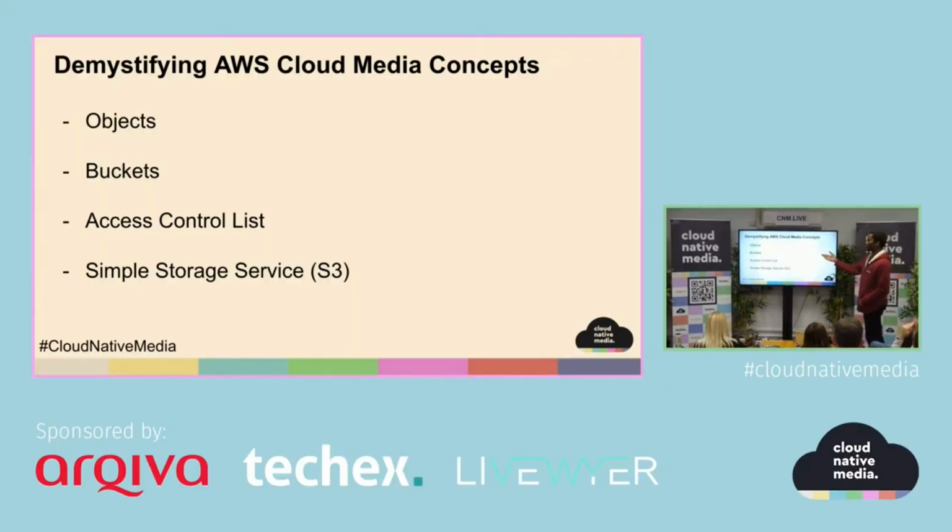Then access control list has to do with who can access your buckets, accessing the objects in those buckets. While simple storage service, S3, that's AWS's way of naming things, has to do with the service that provides the objects and all of those. Now, just keep that in mind.